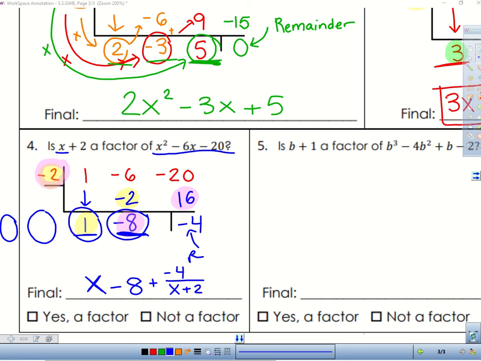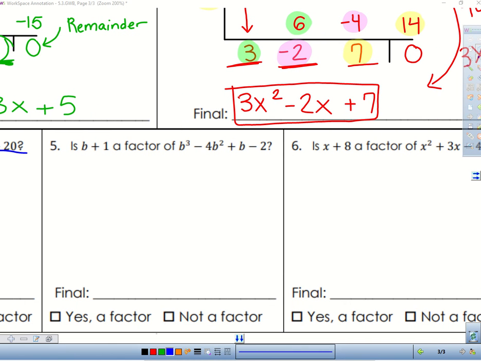Okay? And then the -8 is the coefficient of the 0x? Exactly. The x to the 0 power. Yes. So is this x plus 2 a factor of x squared minus 6x minus 20? Why do we know it's not a factor? Because it's got a remainder. It has a remainder that is not 0. Okay, that's how you determine that. Alright?